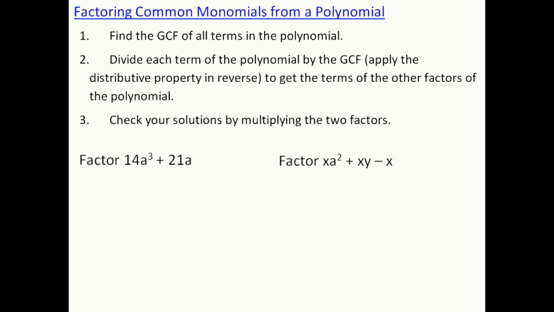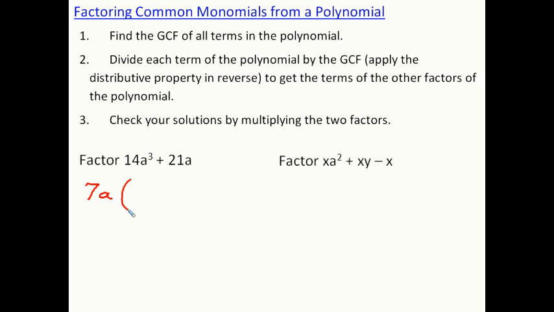Some steps we can follow are: find the greatest common factor of the terms, then divide each term of the polynomial by the greatest common factor. That's what we were doing in those past examples. And then check our solutions by multiplying. Looking at these last couple examples, we want to find the GCF, the greatest common factor. We can look at our constants first, 14 and 21. We know 7 goes into both of those. Then we have a cubed in our first one and an a in our second, so our greatest common factor just needs an a.